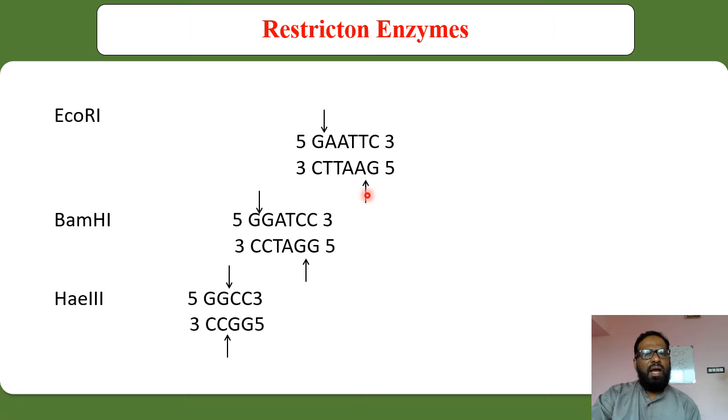I already said that whenever you use the type 2 restriction endonucleases, they always break at one particular area, at one particular bond. They are going to cleave a specific type of phosphodiester bond. Whenever you take EcoR1, you will always find that within this recognition sequence, they break the phosphodiester bond which is present between G and A. Between this G and A, a phosphodiester bond is present, and the EcoR1 will always break this particular bond.